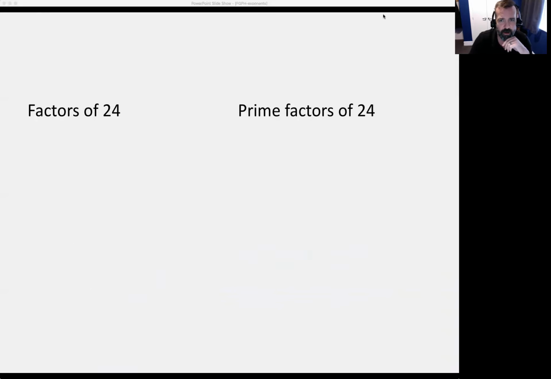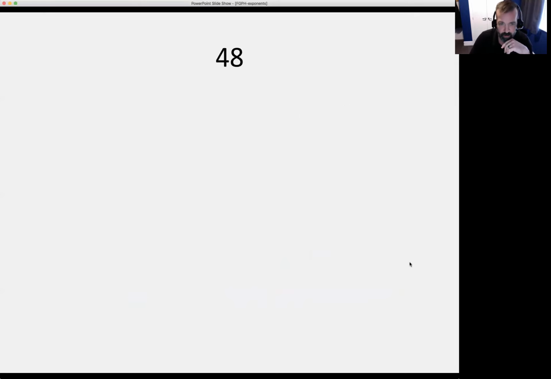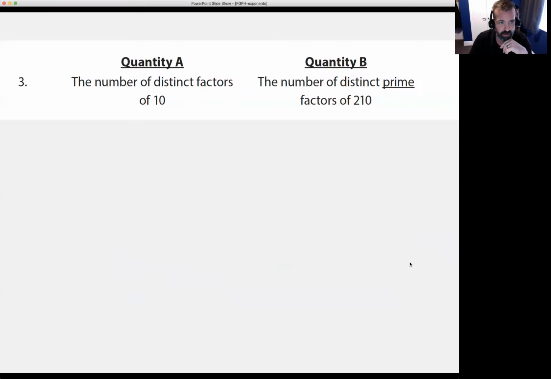So I want to go to an actual GRE question. Number 3. Here's one out of the 5-pound book for us, and we can play with that. The number of distinct factors of 10 versus the number of distinct prime factors of 210. So what's the difference in language we have to pay attention to?